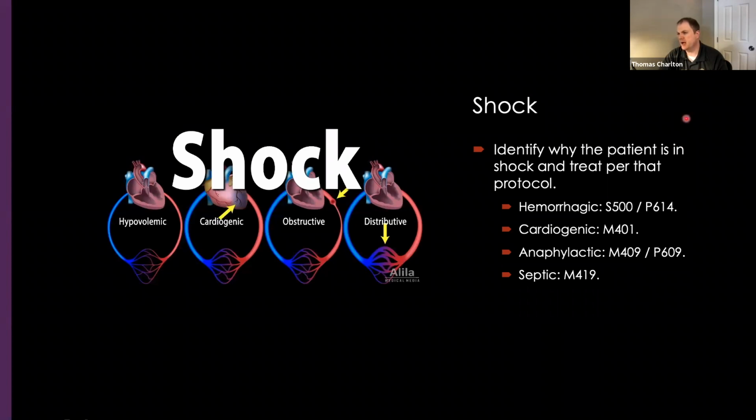So if they're in a hemorrhagic or a hypovolemic shock, it's going to be S500 or P614. If they're in a cardiogenic shock, that's going to be M401. Anaphylactic shock, which is M409 and P609, and then septic, which is M419. For all of these, unless it's cardiogenic, generally the initial treatment will be fluids. So unless it's cardiogenic shock, in which case that can sometimes make it worse.